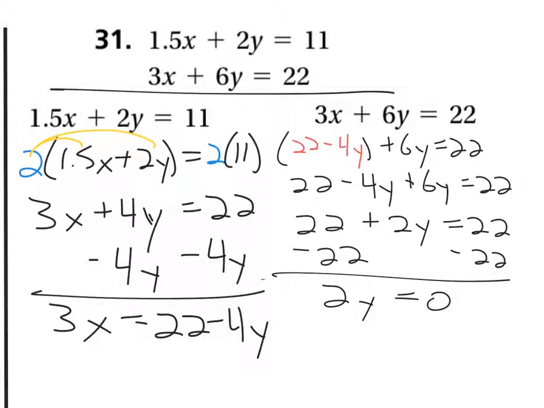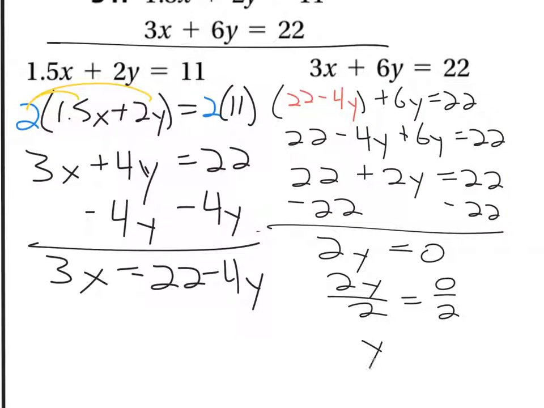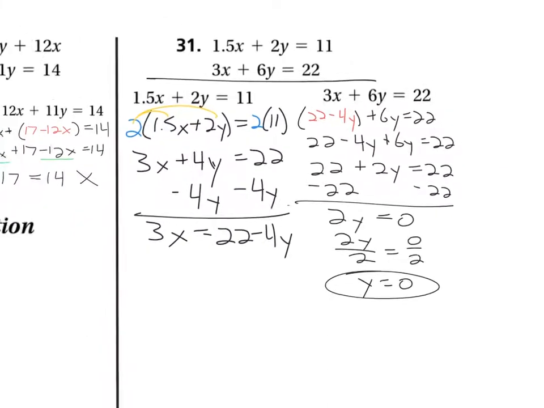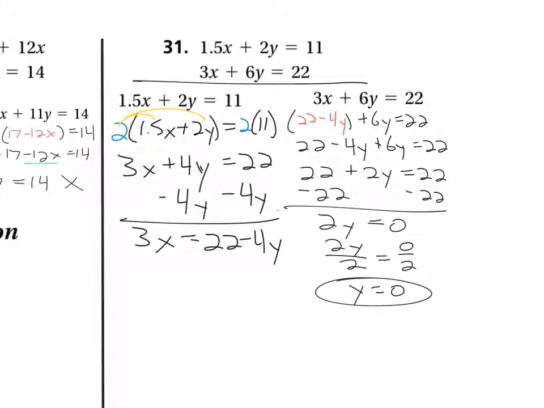Special cases happen when, as you substitute one variable's equivalent expression, the other one goes away. So we say 2y divided by 2 equals 0 divided by 2, and we get y equals 0. That's a legitimate value for y to be. Y equals 0. Okay? So how do we find out what the other value is?